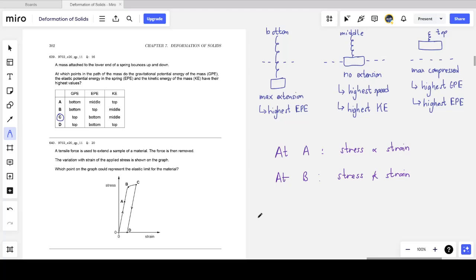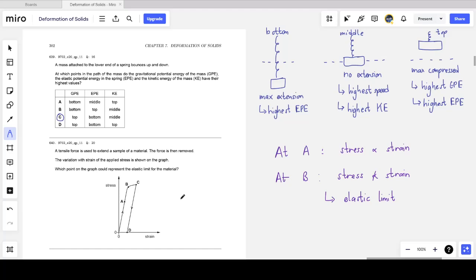So the limit of proportionality is the maximum point where stress is proportional to strain. Now what we know is that the elastic limit lies just after the limit of proportionality. Okay, so at B, what we should have is the elastic limit. And that's because at C, we have gone well past the elastic limit. If this was a spring, for example, at point B, you can imagine that trying to get the spring back to its original shape is not going to work. It's going to have some strain even without any stress on it.